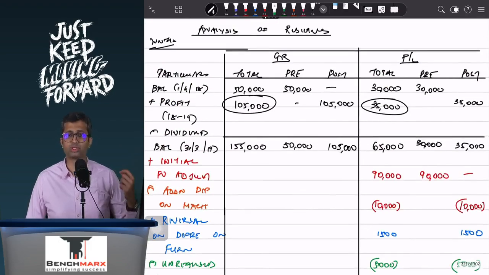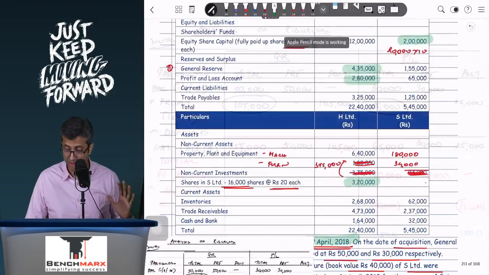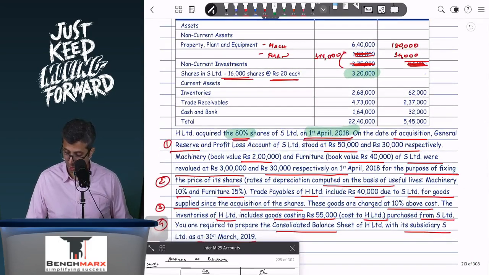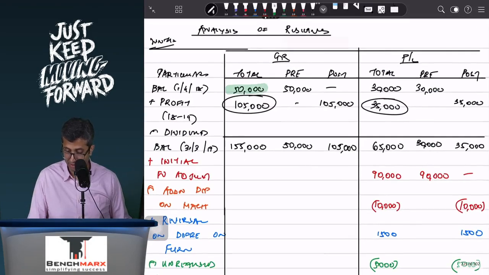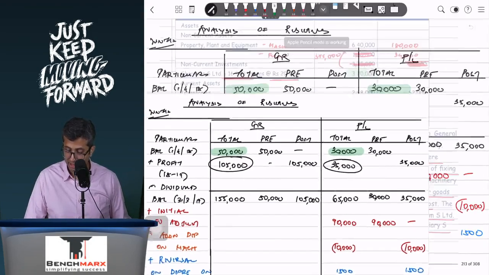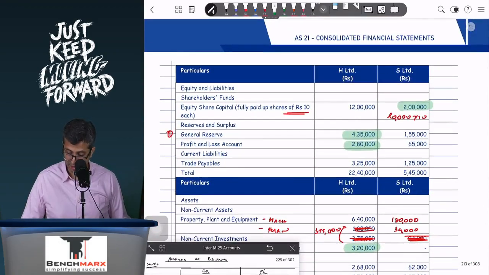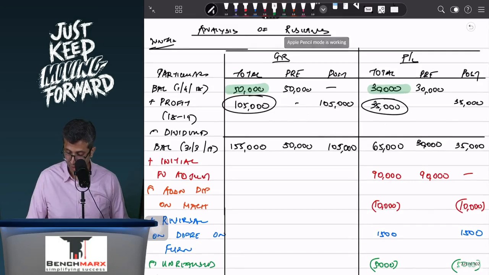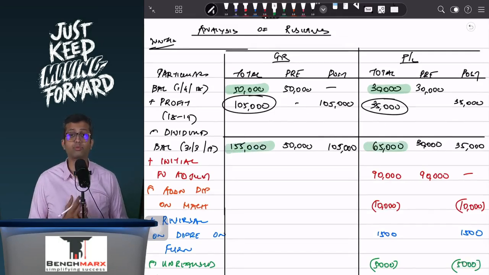When you do the analysis of reserves, you will first start with the general reserve. Now, when you look at the general reserve, you have been told that the general reserve stood at 50,000 and P&L stood at 30,000. These are the opening balances. So, as you can see, 50,000, 30,000 over here. Then you look at the closing balances. Your closing balances would be 155 and 65. 155, 65, which means the balancing figure is 105. There is a profit earned during the year.